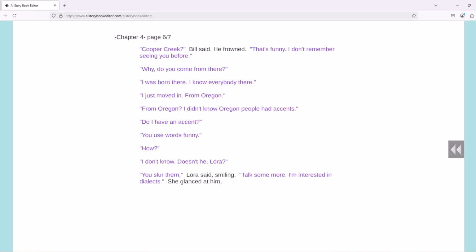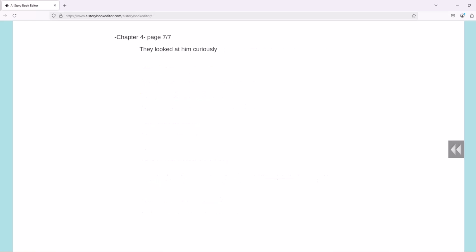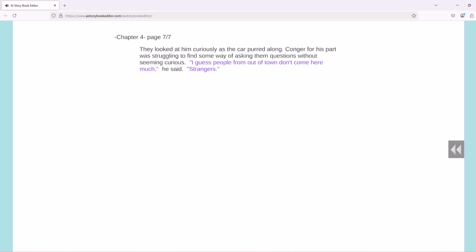She glanced at him, white-teethed. Conger felt his heart constrict. "I have a speech impediment." "Oh." Her eyes widened. "I'm sorry." They looked at him curiously as the car purred along. Conger, for his part, was struggling to find some way of asking them questions without seeming curious. "I guess people from out of town don't come here much," he said. "Strangers? No." Bill shook his head. "Not very much. I'll bet I'm the first outsider for a long time."